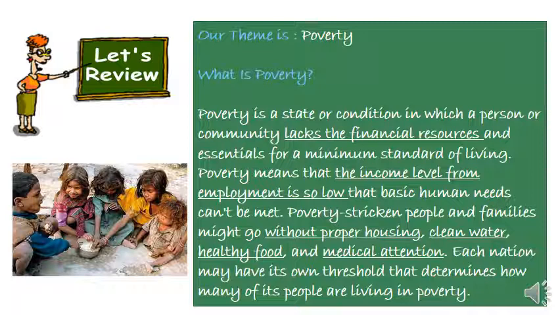Each nation may have its own threshold that determines how many of its people are living in poverty. It means in each country or in each city, this city can know the exact number of people who are living in poverty, the number of poor people, and so on.